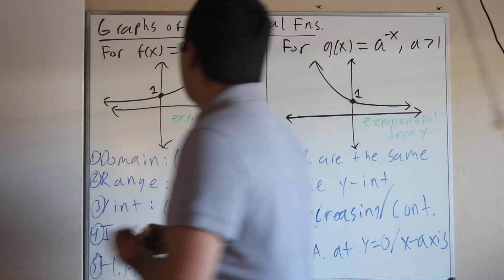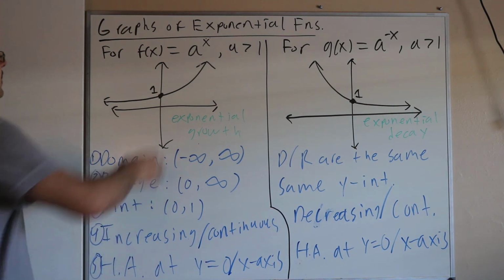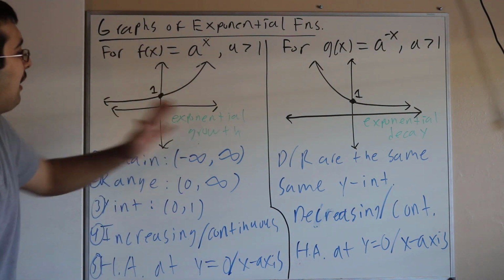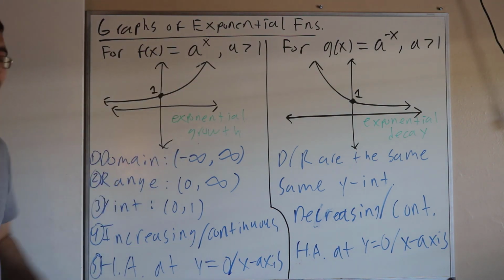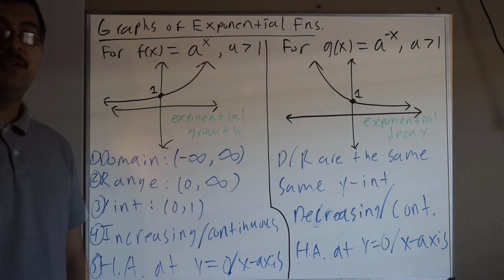So here are just some generalized characteristics we can make about exponential functions with this form, with our two big types being growth and decay. So go ahead and copy these down, and let's move on to a couple more examples involving graphing these functions.